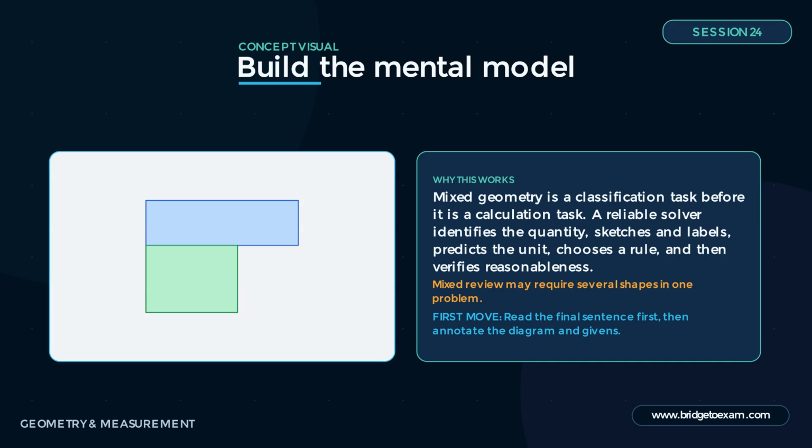Third, write one formula line, one substitution line, and one calculation line to reduce input errors. Finally, audit the answer for unit, size, rounding, and whether every condition in the question was used. Do not skip the final check simply because the calculator produced a number.